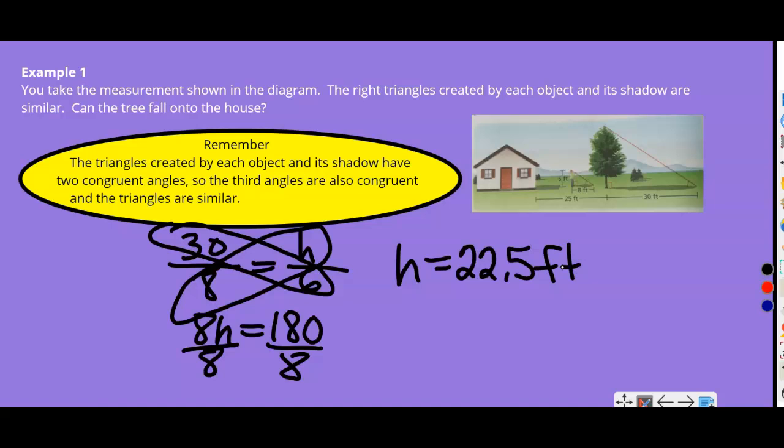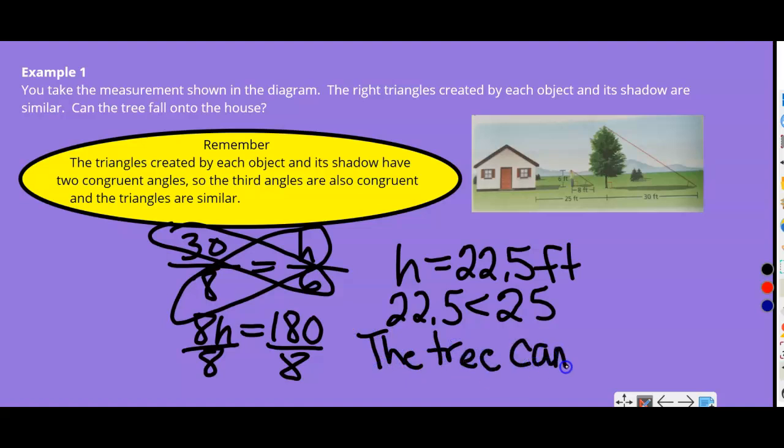All right, so can the tree fall on the house? We can see here that the distance from the house to the tree is 25 feet, and we just found the height of the tree is 22.5 feet. So because 22.5 is less than 25, the tree cannot fall on the house. So the tree, thankfully, cannot fall on the house.